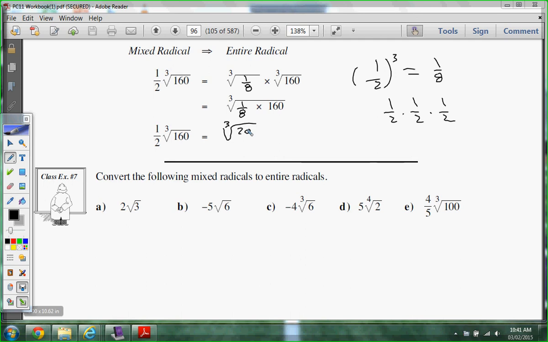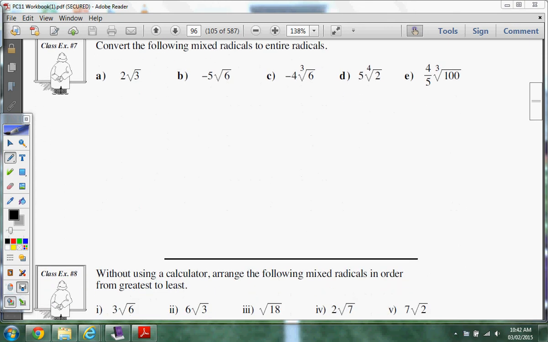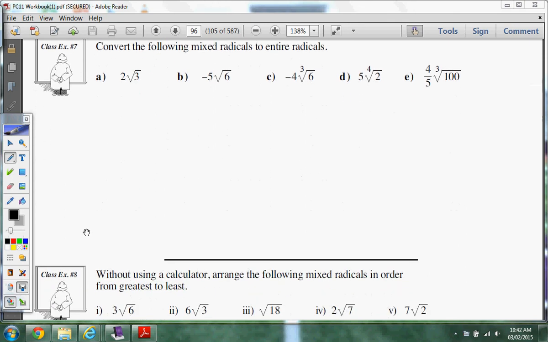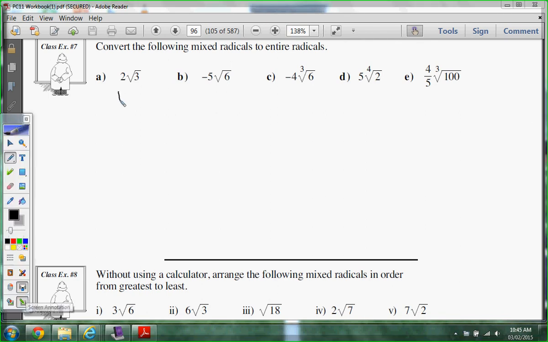Okay, let's go around here and have you guys try these again. So, alright, Melissa, what did you get for A? Root 12, right? You pushed that in as a 4, and it gave you, so then you had 4 times 3, so root 12. Okay, good. Alright, Jake, how about B?